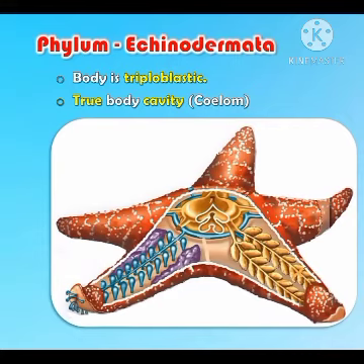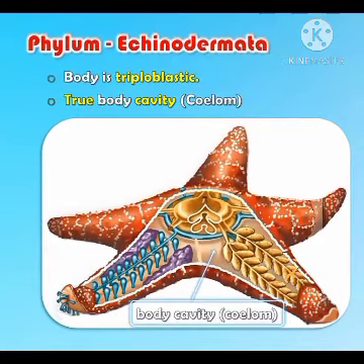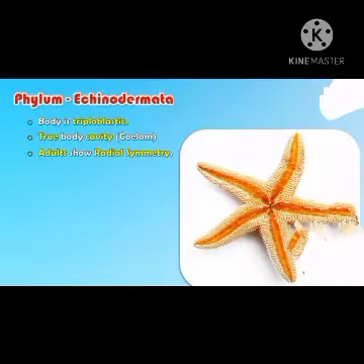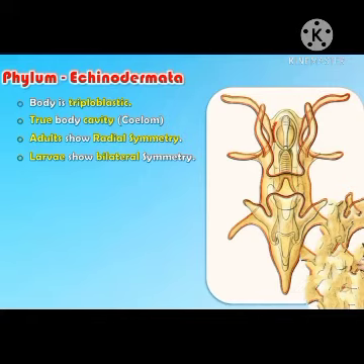Body is triploblastic, that is, it possesses three germ layers. They have a true body cavity, that is coelom. Body cavity means the space between the body wall and gut, that is the digestive cavity. Adults show radial symmetry, but larva shows bilateral symmetry.